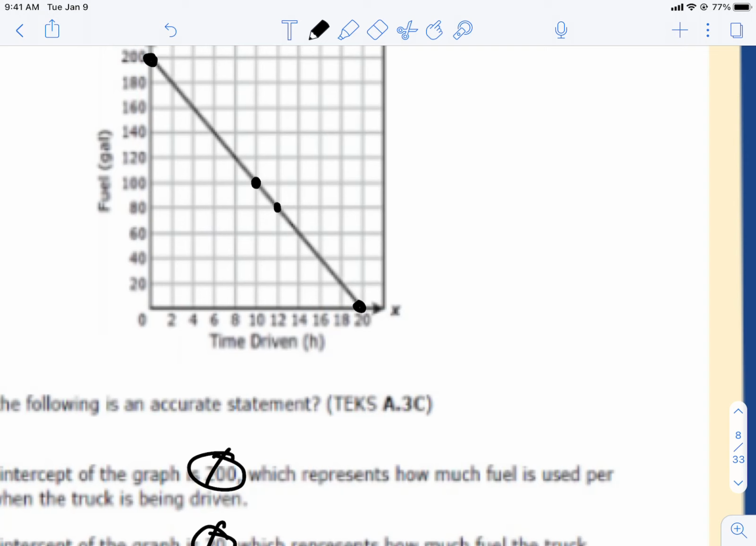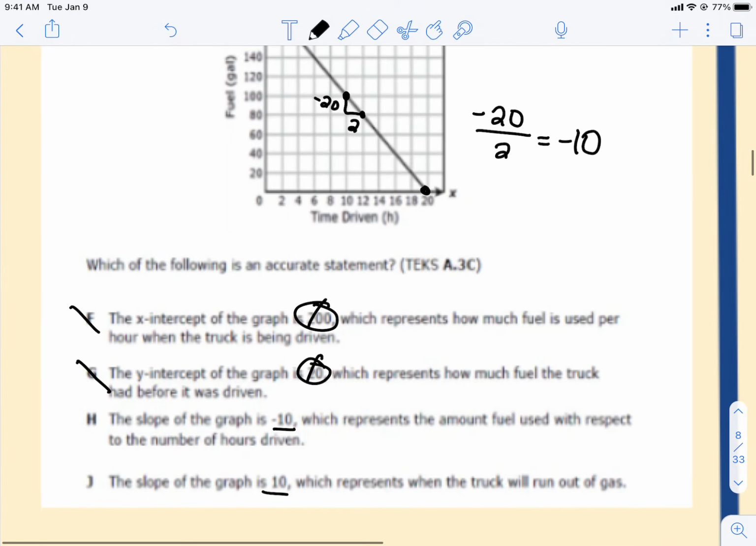When I go down, it's going by 20s, and when I go left and right, it's going by 2s. So if I go down, this is a negative 20. And when I go over in the positive direction, that's 2. So negative 20 over 2 gives me a negative 10. So my slope needs to be a negative 10, which is answer choice H.